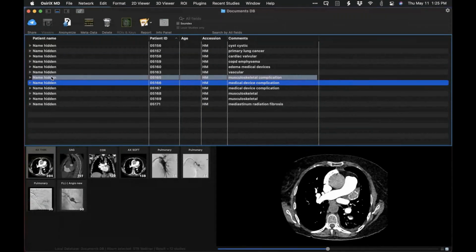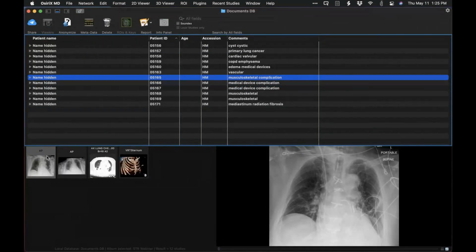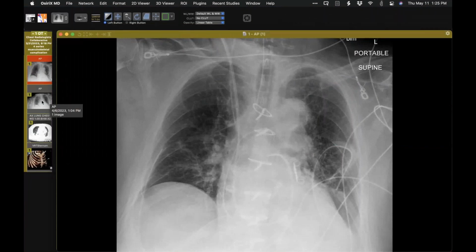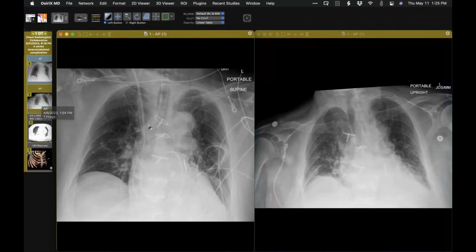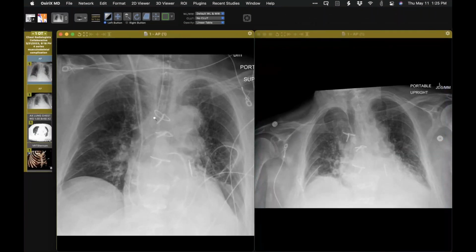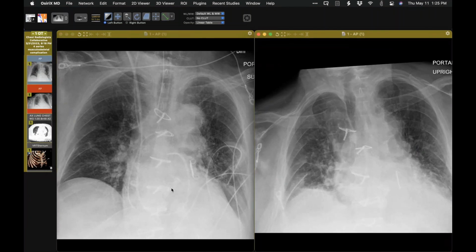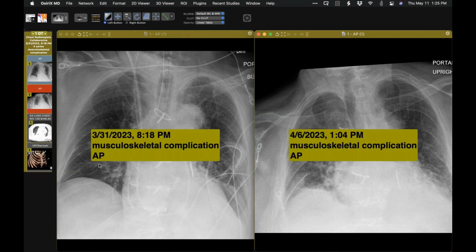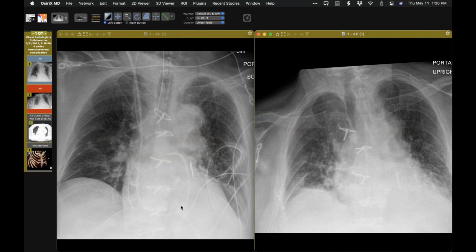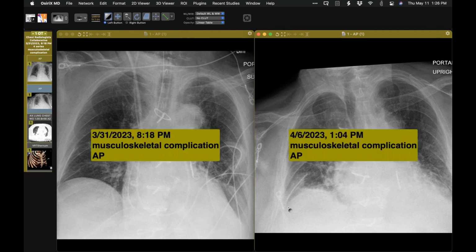Okay, let's see. I'll put these side by side. So this patient had uneventful cardiac surgery. He has a valve. He has a left atrial appendage exclusion device. All the usual things we see post-op. And the time between these is some days. So at this point in time, anyone want to comment on an interesting finding that is new from the 31st?